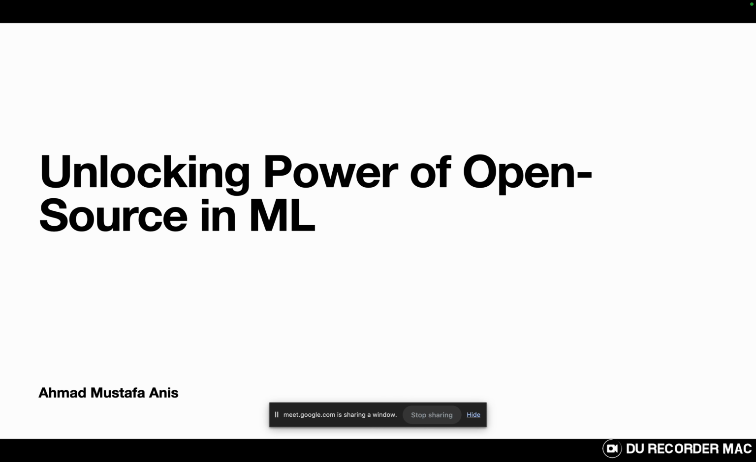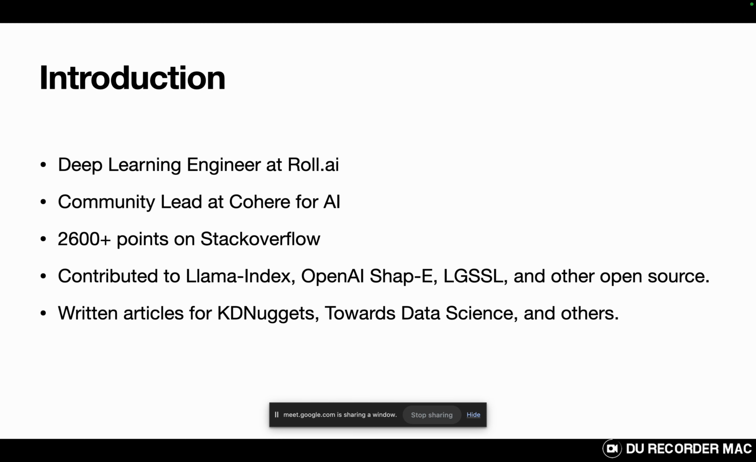All right. Thank you for the introduction. Today I will be talking about unlocking the power of open source in machine learning. My name is Ahmad Anis, and currently I'm working as a deep learning engineer at Roll.ai. It's a startup based off San Francisco, and we work on AI video editing.